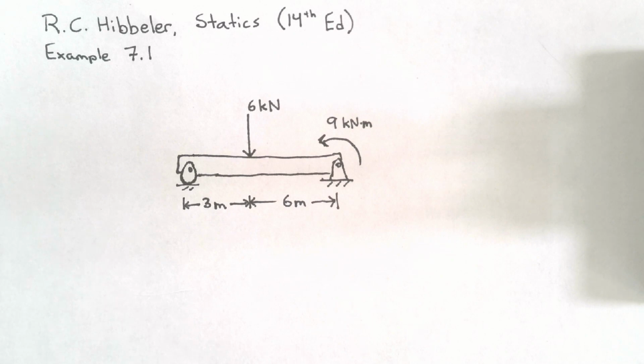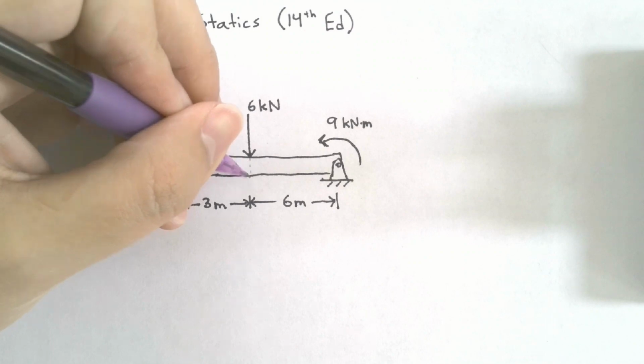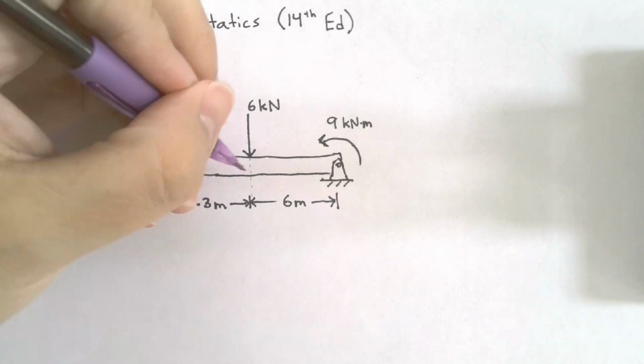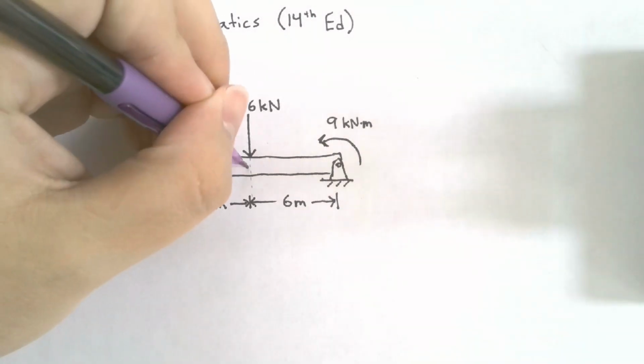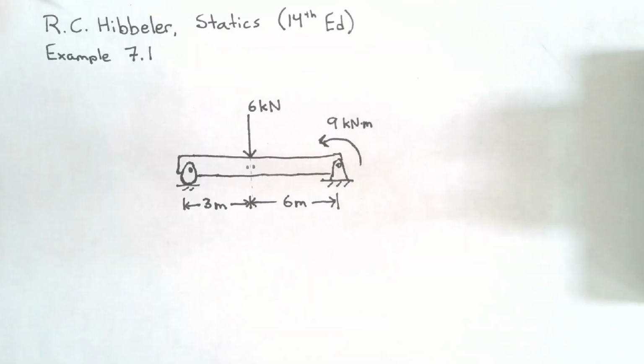In this problem, we have to determine the normal force, the shear force, and the bending moment that's acting just to the left of that 6 kilonewton force and just to the right of that 6 kilonewton force. In other words, if our force acts along this line, we want to find the internal forces that are just to the left of that line and immediately to the right of that line.